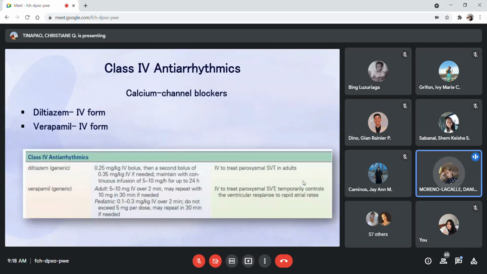So after the class 3 antiarrhythmics, here we have the class 4 antiarrhythmics, which are the calcium channel blockers. This is the medication for supraventricular tachycardia and atrial fibrillation. Calcium channel blockers prevent calcium from entering the cells of the heart and arteries, because the calcium may have an abnormal movement and may directly affect or impair the contraction and the relaxation of the heart. Manang i-block siya.